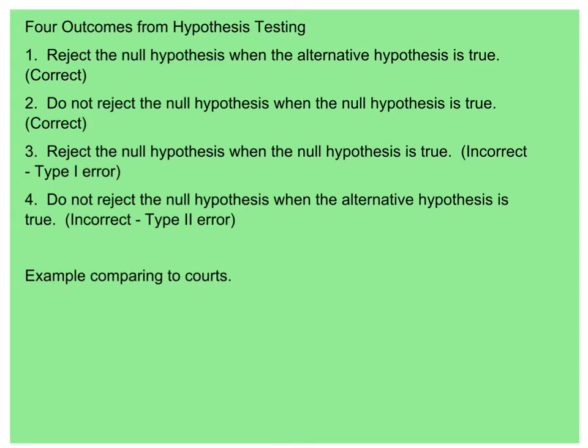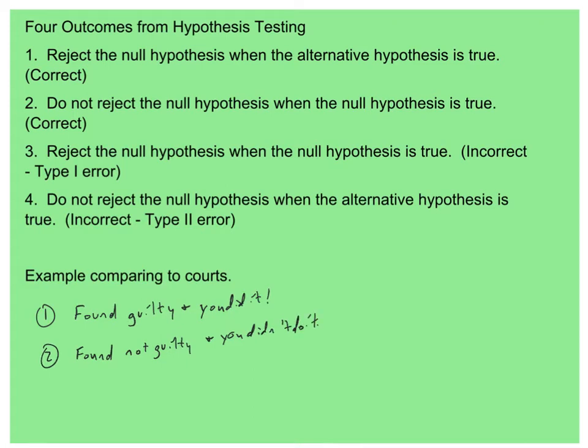When you are arrested and you go on trial, you are innocent until proven guilty. And at the end of that trial, there are 4 different outcomes. All right, here they are. 1, you are found guilty and you did it. You did the crime, whatever it is. 2, you are found not guilty, and you didn't do it. Those are both good, right?